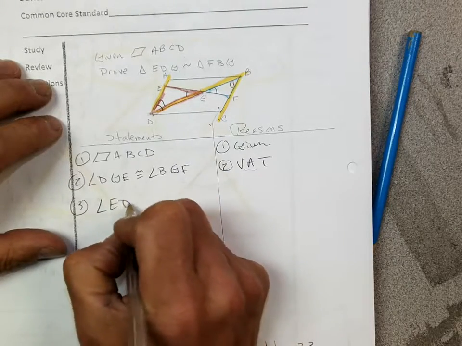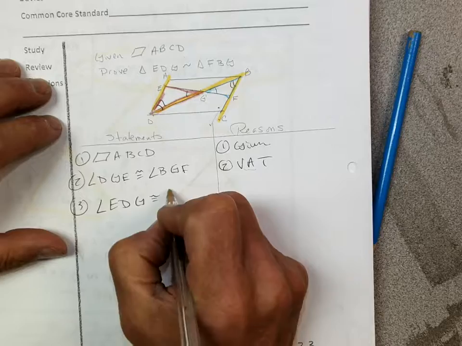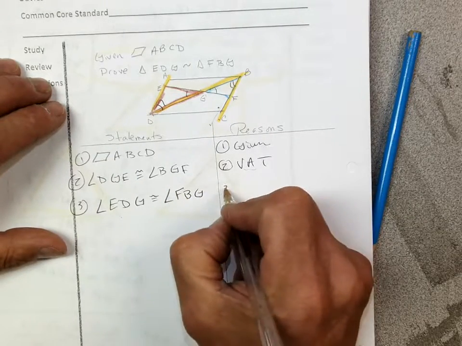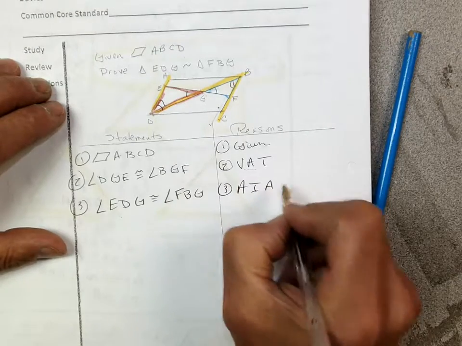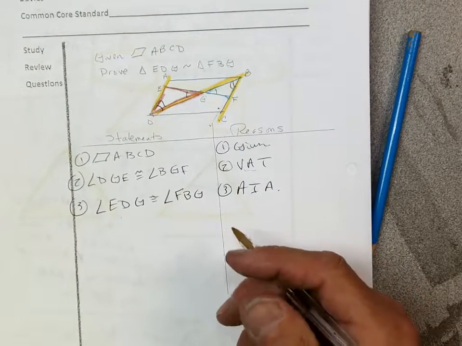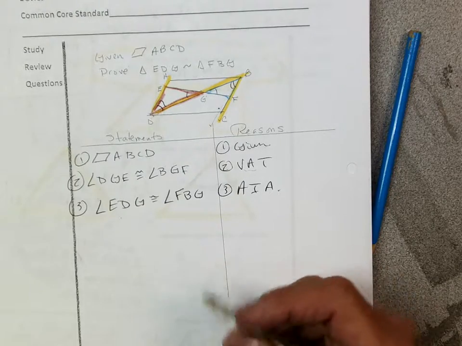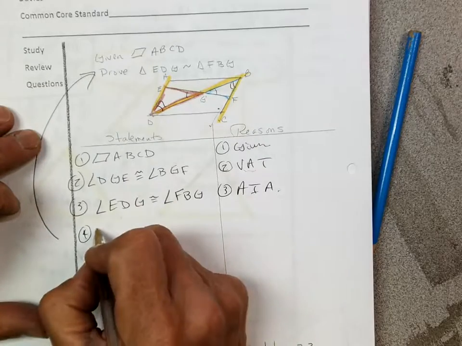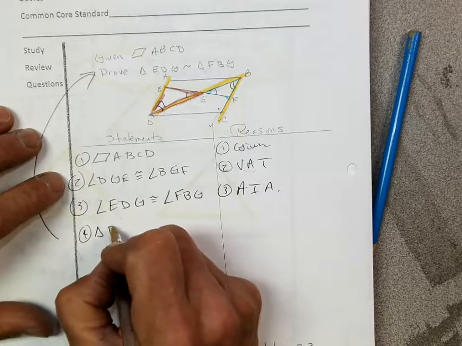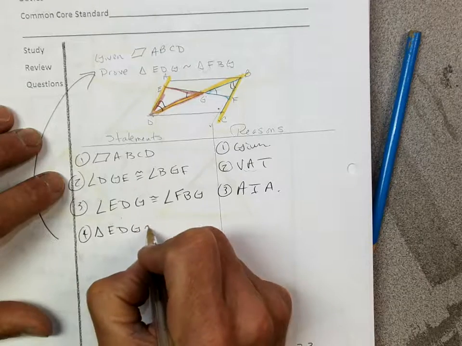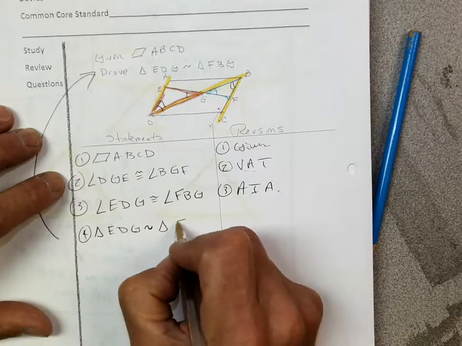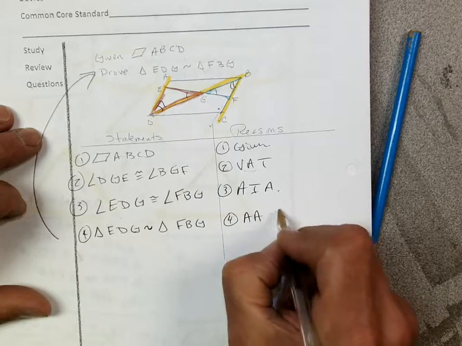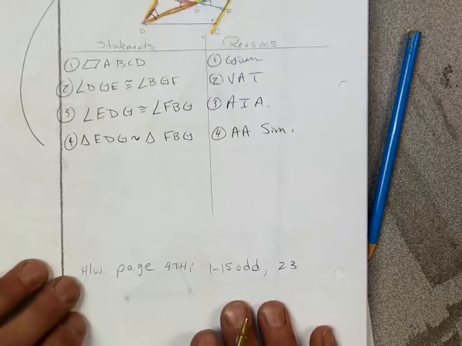is congruent to angle FBG, and the reason is alternate interior angles. Nice job, Katie. So now all you need is two angles, right? And we have the two angles. So we can go straight to step 4. What do we have to prove? Triangle EDG is similar to triangle FBG, and that's by our angle-angle similarity. Don't forget to put the sim, okay?